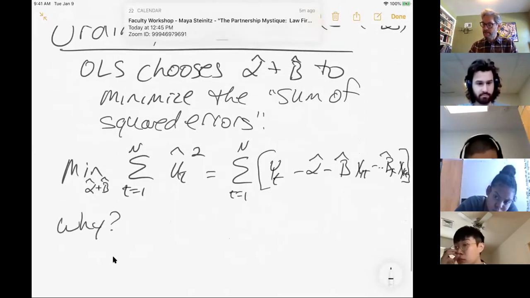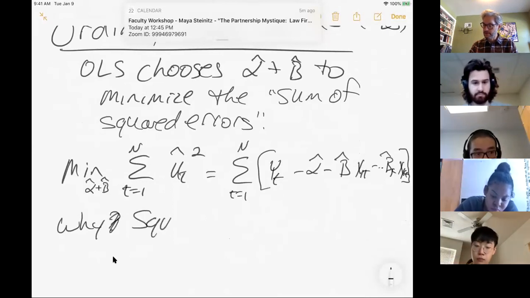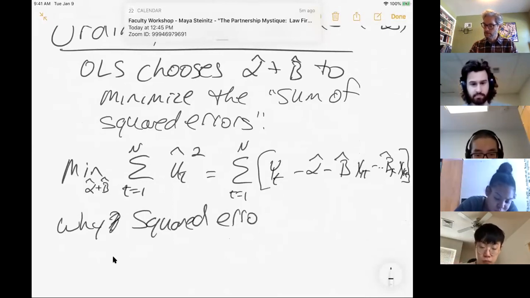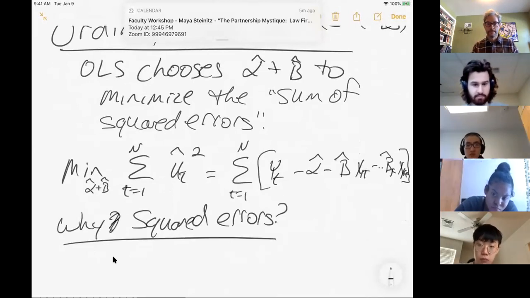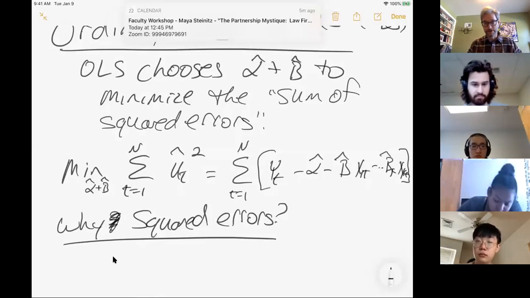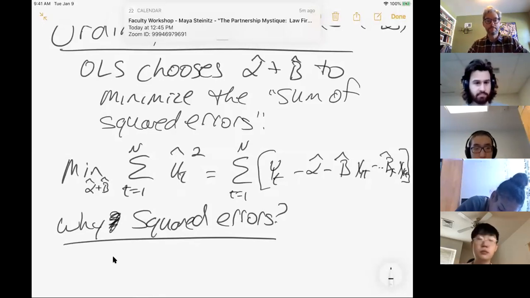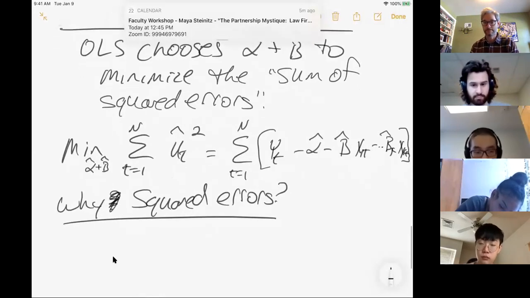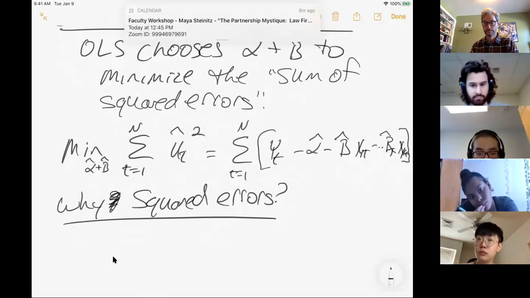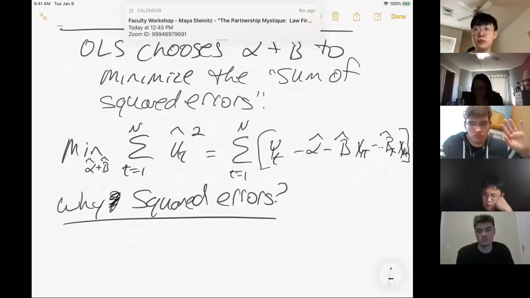Why does OLS use squared errors? Anybody know? I mean, minimizing the sum of errors probably makes sense, right? Because we want to use all of the error. Why do we minimize the sum of squared errors, though? What's the advantage of that? Can you help me out? Yeah, Chase. Why do you square the errors?